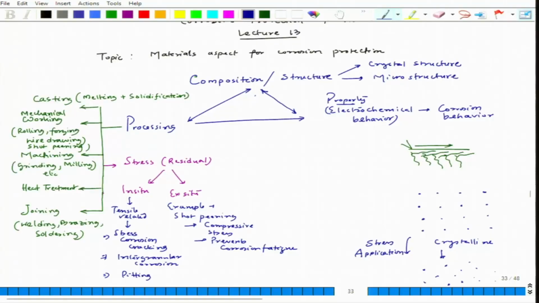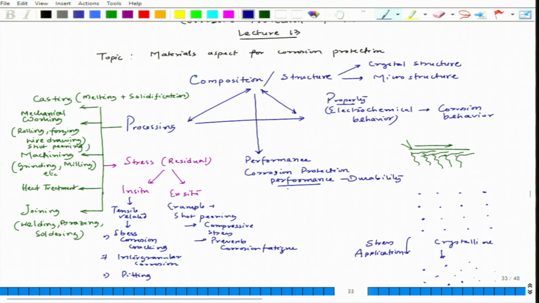So that means it has its effect on corrosion performance, or we can say corrosion protection, and if we talk about performance, it talks about durability. So that means it is actually related to performance of the material, fine.